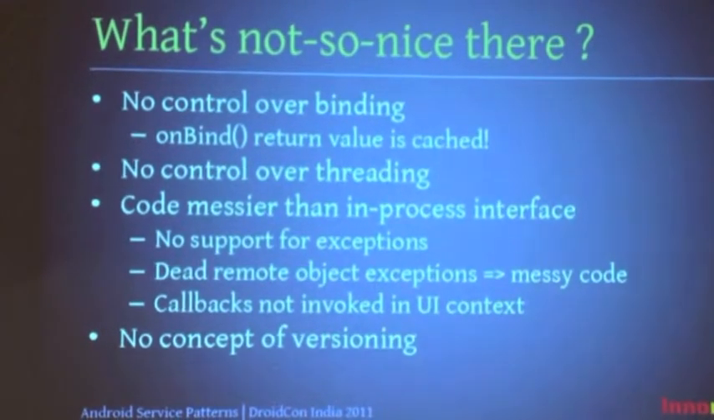So once your service is running, onBind typically gets called only once. That came as a shock to me. I still haven't figured out why that is, but that's the way it is. So that means you cannot change the interface. You have one interface which you expose for the lifetime of the service. That, in my opinion, is not so nice. No control over that. So you don't have any control over threading. There's another thread pool that I was talking about. The code is messier than an in-process interface.